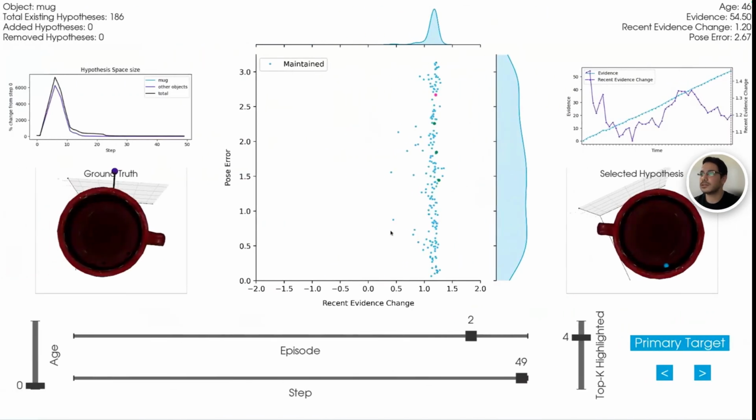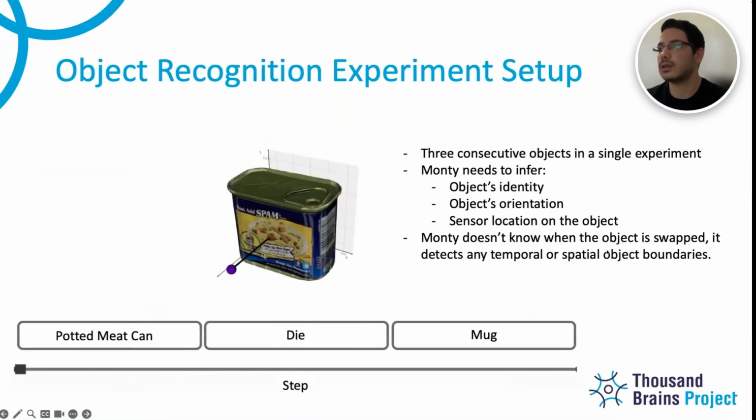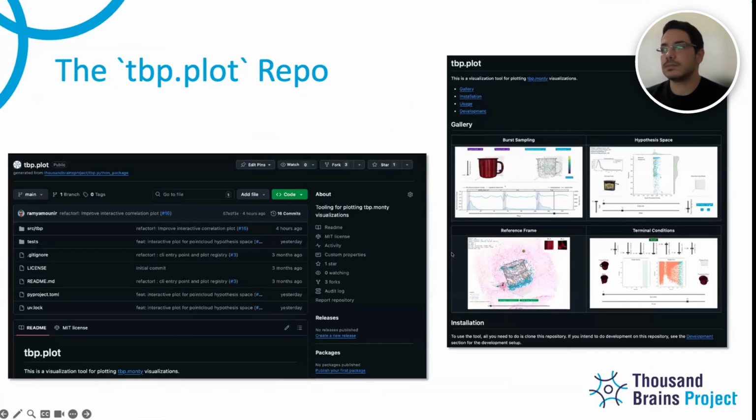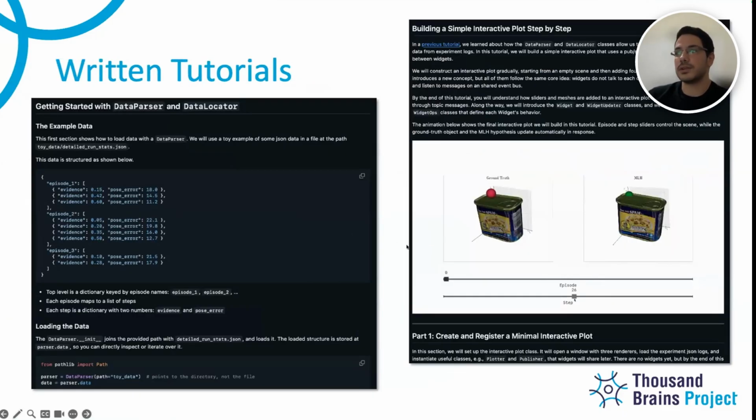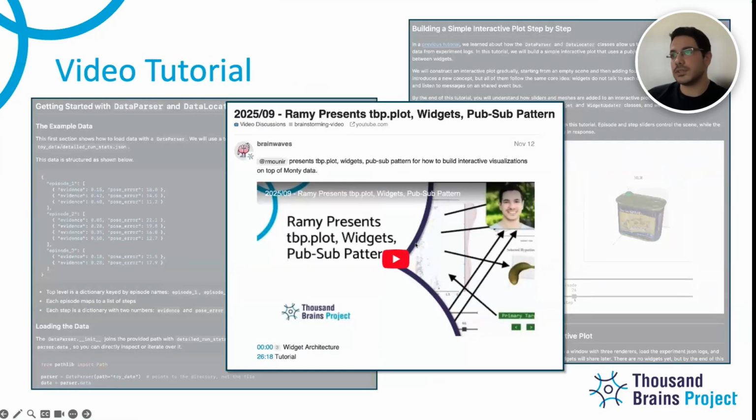And just the last thing is, if you like these kinds of visualizations, there's a repository for it, tbp.plot. And we have a very small gallery here, and you can contribute to it, or you could just use them to view your experiments that you run. And there are some written tutorials on how to create new ones, and there's also a video tutorial on how to use those.